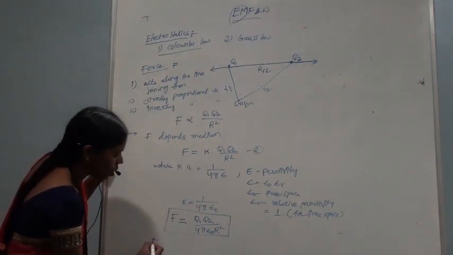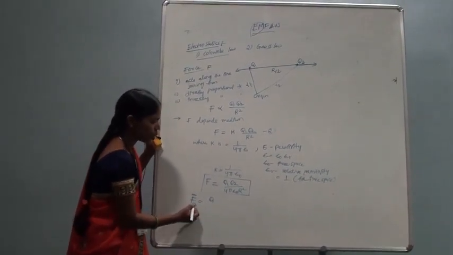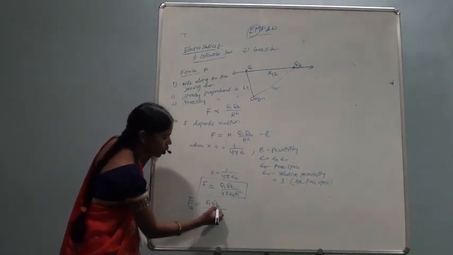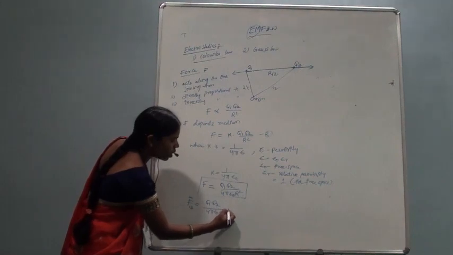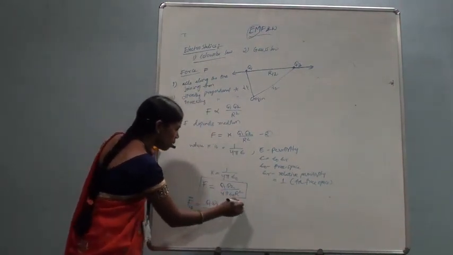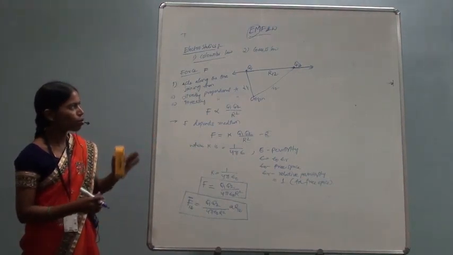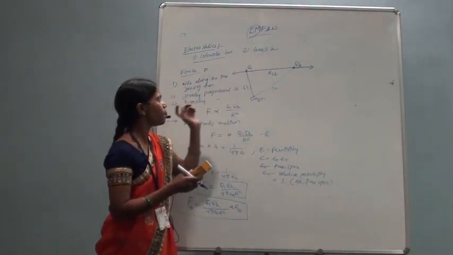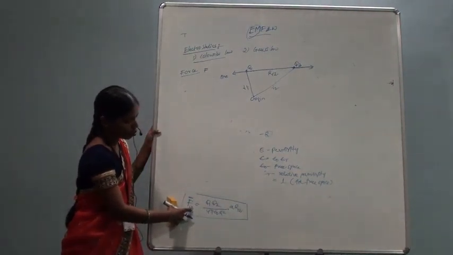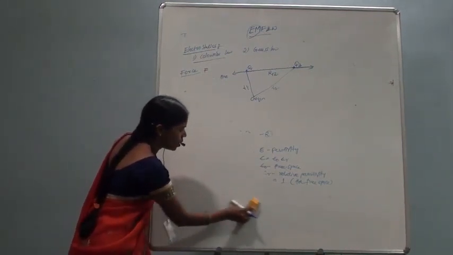Now the equation: F bar, the force on q2 due to q1, is given by q1 q2 by 4 pi epsilon naught r square into ar12, where ar12 is the unit vector along the line joining them. This is the vector representation of Coulomb's law. So Coulomb's law deals with the force acting between these two charges, and it is given by F12, the force on charge 2 due to charge 1, equal to Q1 Q2 by 4 pi epsilon naught R square into ar12, and the units are newtons.